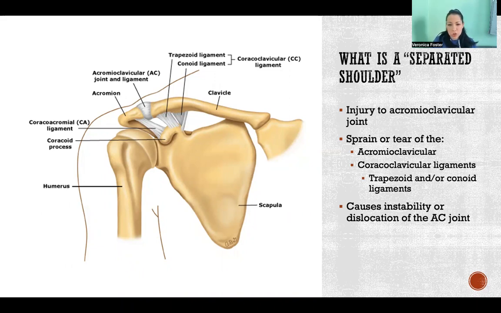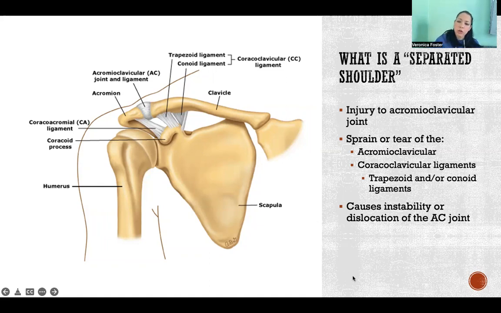A dislocated shoulder refers to the glenohumeral joint, that is the ball and socket joint of the shoulder. In a separated shoulder, we are referring to the acromioclavicular joint, the AC joint. So a separated shoulder is an injury to that AC joint up on the top, kind of the tip of your shoulder.